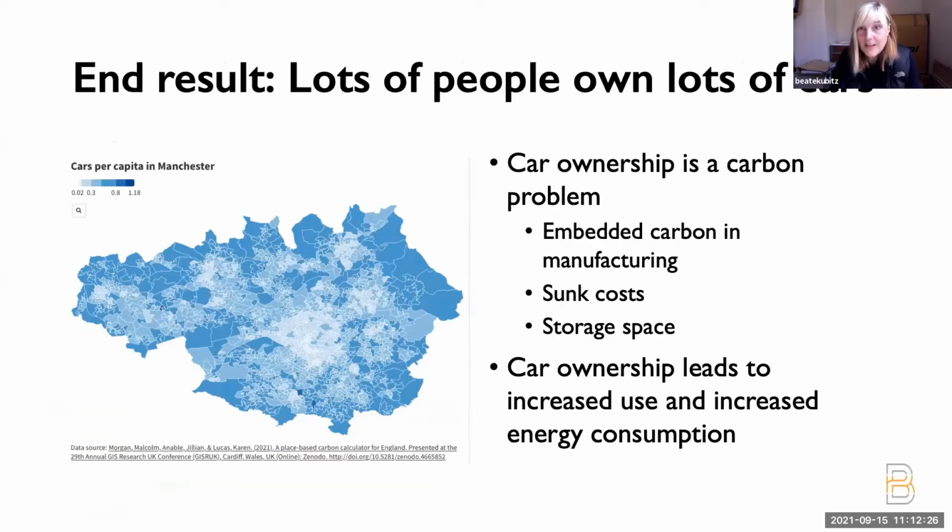So the end result of all of this is that lots of people own lots of cars, and cars are a problem. Even though they mainly sit still, they embed a lot of carbon, 6 to 35 tonnes per vehicle. People use them more than they intend to because they've sunk their costs into them, so they don't use other modes of transport, or as few as possible. They take up loads of road space and car parking space that could be better put to use for other social and economic uses.